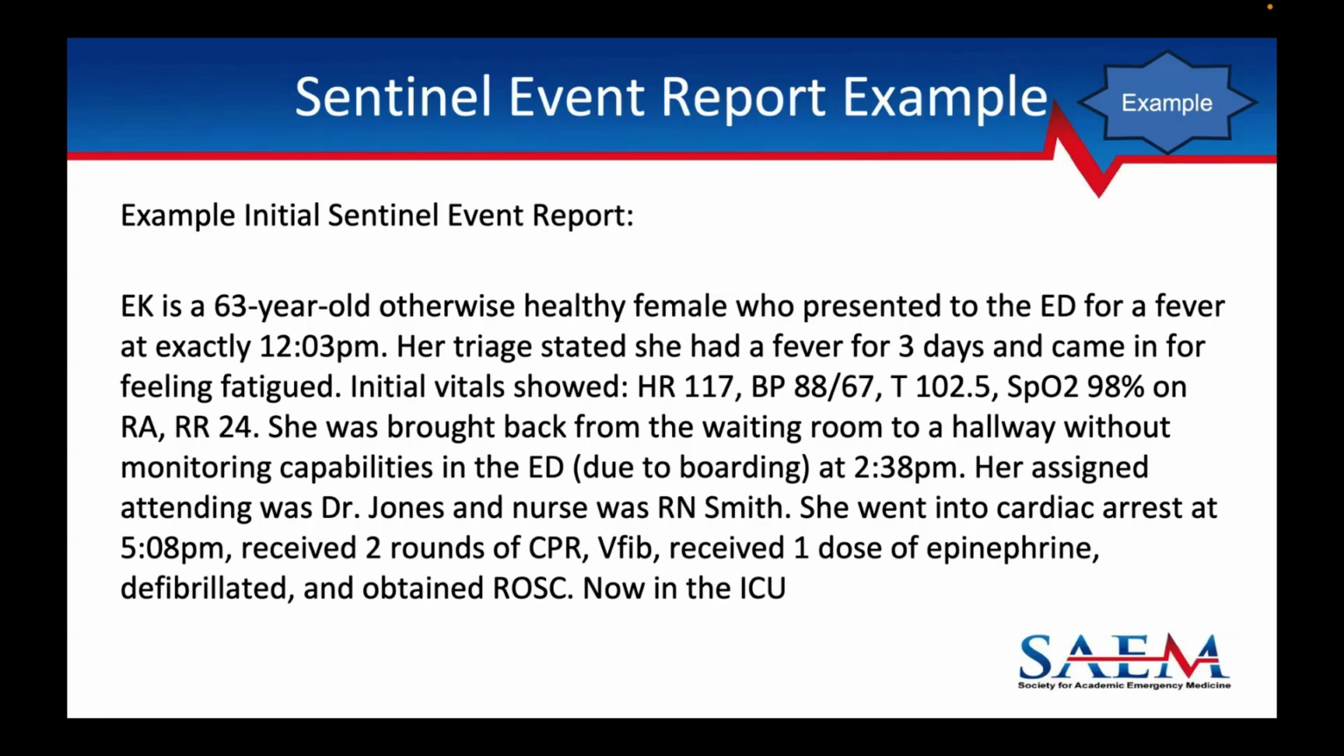Our example Sentinel event report is that, obviously, I tried to do things as de-identified as possible. A 63-year-old, otherwise healthy female presented to the ED for a fever at exactly 12:03 p.m. Her triage stated that she had a fever for 3 days and came in feeling fatigued. Her initial vitals showed a heart rate of 117, a blood pressure of 88/67, a temperature of 102 degrees Fahrenheit, and a saturation of 98 percent on room air with a respiratory rate of 24. Obviously, those are not ideal vitals.